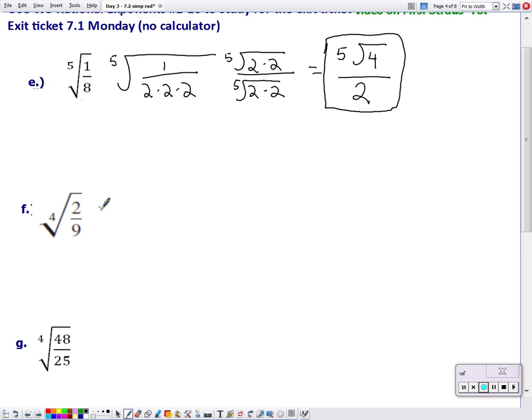Okay, letter F is the fourth root of 2/9. I'm going to rewrite that as the fourth root of 2 over 3 times 3. Well, it's the fourth root, and I only have 2 3s. That means I need 2 more 3s.